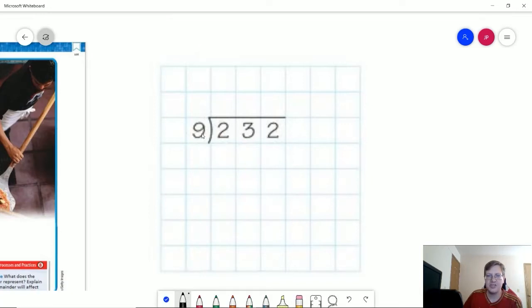So I can do 2 times 9 to get to 18. That's going to leave me with 5. I bring down my 2. If I did 6 times 9, I would get 54.